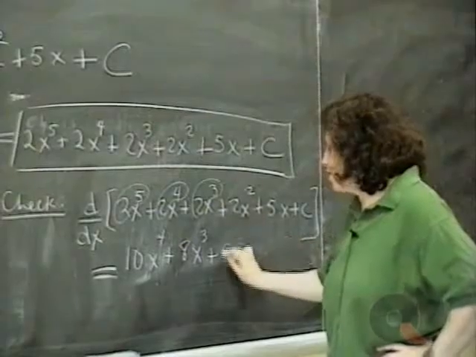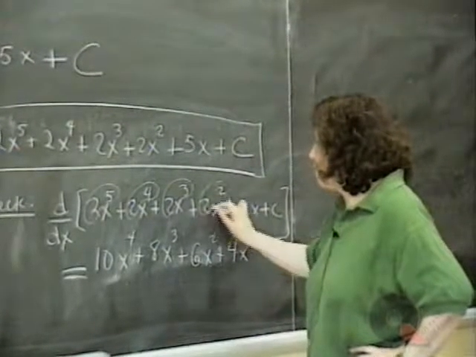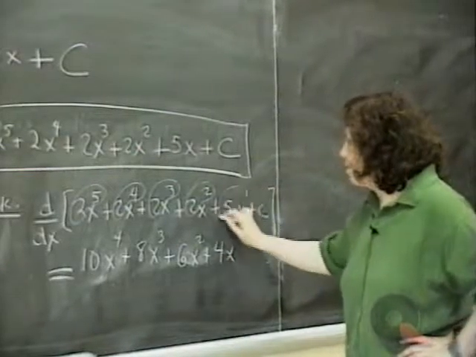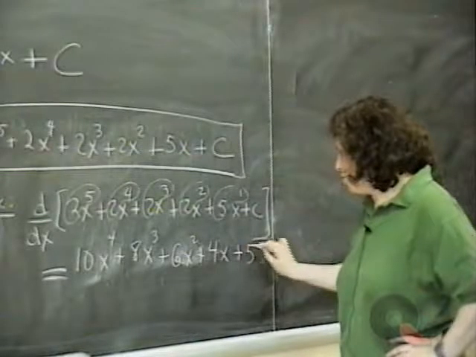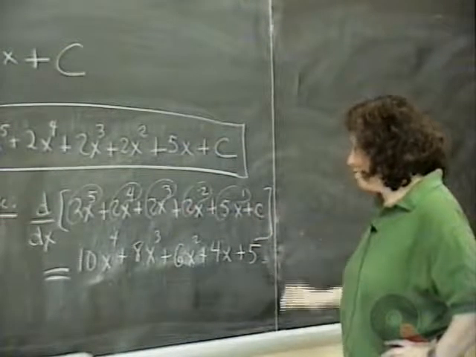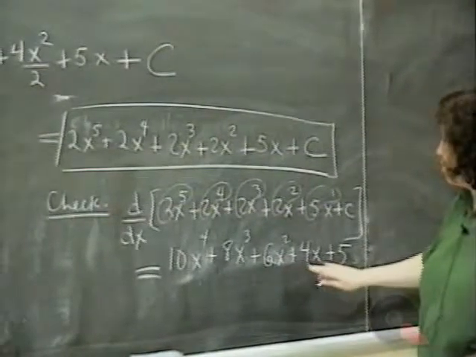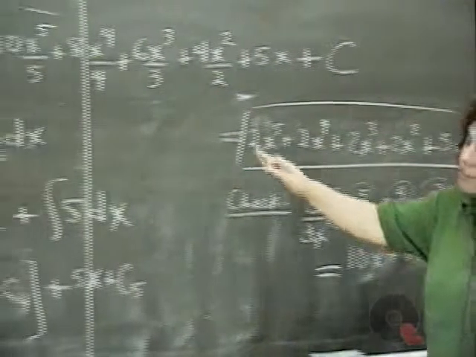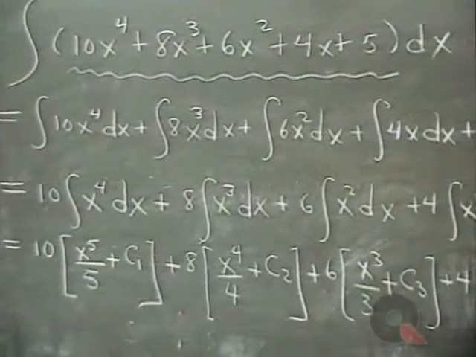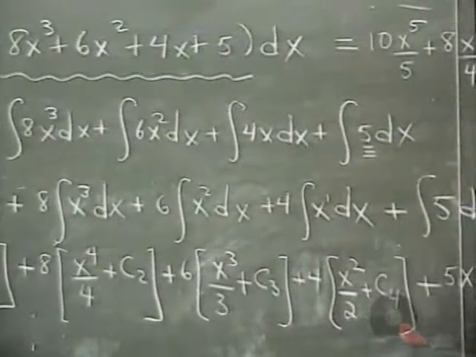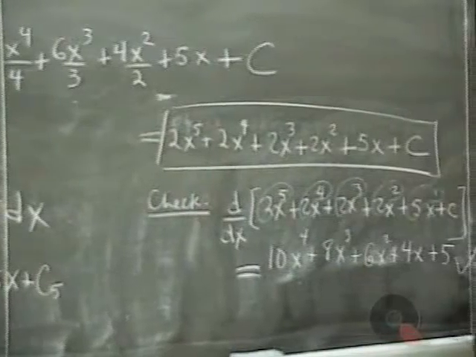Plus 6x squared plus 4x plus 5x to the 0 or plus 5, and the derivative of a constant is just 0. So 10x to the 4th plus 8x cubed plus 6x squared plus 4x plus 5, which is exactly what we started with. So we have done this correctly. This is correct.